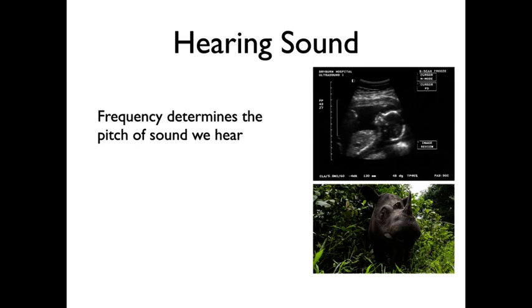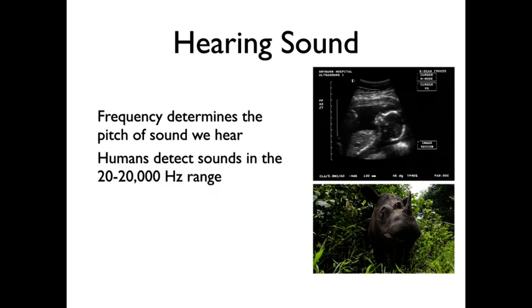When you hear sound, the frequency determines the pitch of the sound that we hear. And if you've played a musical instrument, you're probably familiar with this concept. So when we hear a higher pitched sound, higher notes, a soprano singer, those are higher frequency notes. Lower pitched sounds are low frequencies; basses produce low frequency sound. Humans detect sounds in the range of about 20 hertz, 20 cycles per second, up to 20,000 hertz, or 20,000 cycles per second. So there's quite a wide range.